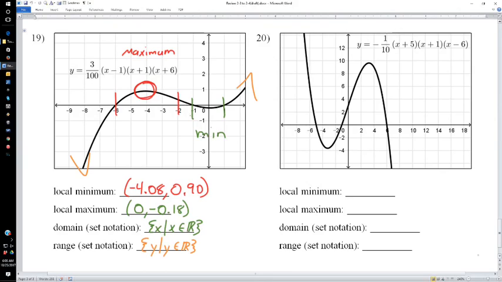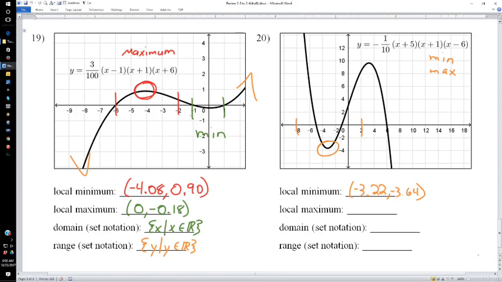Same thing with number 20. Find the local min, local max. So plug in your calculator, go to second trace, we'll do a minimum, and then we'll come back and do the maximum. So the minimum's right there. Pick a left and a right bound, so like -8, +2. Those are great. Your local minimum is at -3.22, comma -3.64.